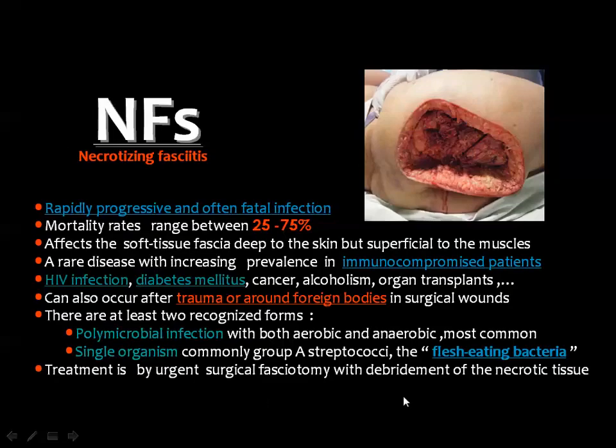Then you can see the heterogeneous soft tissue density in the fat with relative skin thickening and stranding of the surrounding fat. Then necrotizing fasciitis, this is the rapidly progressive fatal infection, and the mortality rate may reach as high as 70%, 75% of the cases. It affects the skin and the deep soft tissues and may reach also to the muscles.